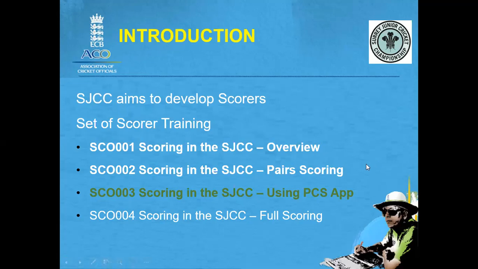And then we have 3 specific modules for putting that into practice. So one for pairs scoring, this one using the PCS app, and a 4th one for scoring open matches in a full scorebook. And there is a complementary set of training for umpires looking at developing umpires for junior cricket in the same way as we're looking to develop scorers for junior cricket.